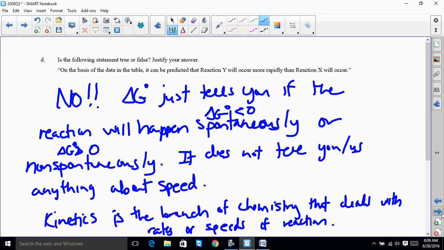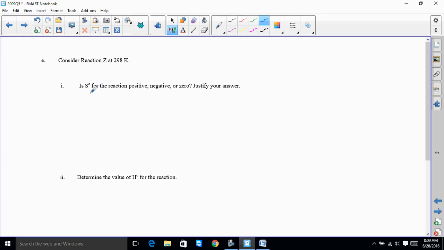All right, next slide. Is delta S for the reaction positive, negative, or 0? So this is Z. If you look at your chart, you don't know anything about Z. And here's the thing. If delta S is positive, remember that the definition of entropy is disorder. Delta S is positive means the reaction is getting more disordered.